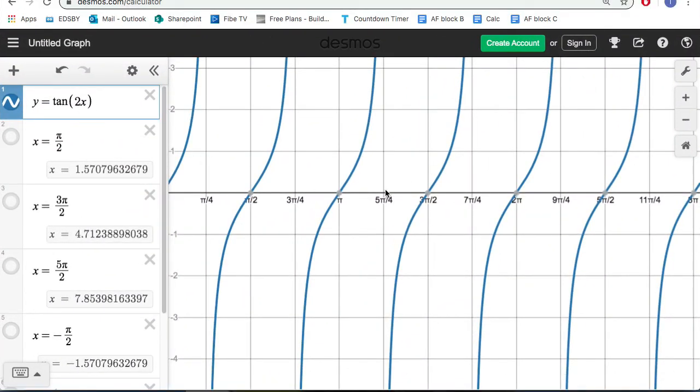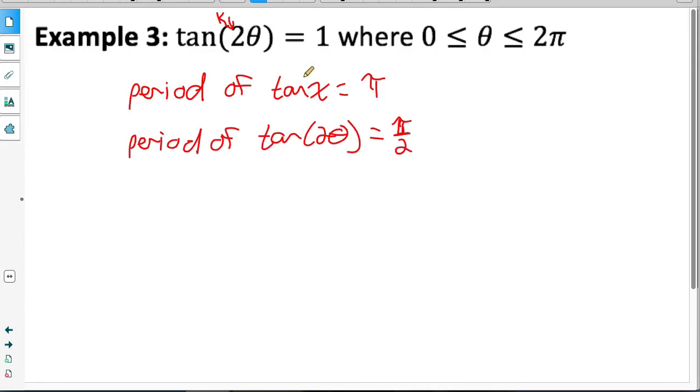And notice, what is the horizontal length of one cycle now? Well, what's the distance between 5 pi over 4 and 7 pi over 4? That's 2 pi over 4, which is pi over 2. So the period of tan of 2x, or in this case tan of 2 theta, is pi over 2. So when we're finding the answers to this equation, when is this equal to 1? Once we have our first answers for theta, we're going to add the period to those to get more answers.